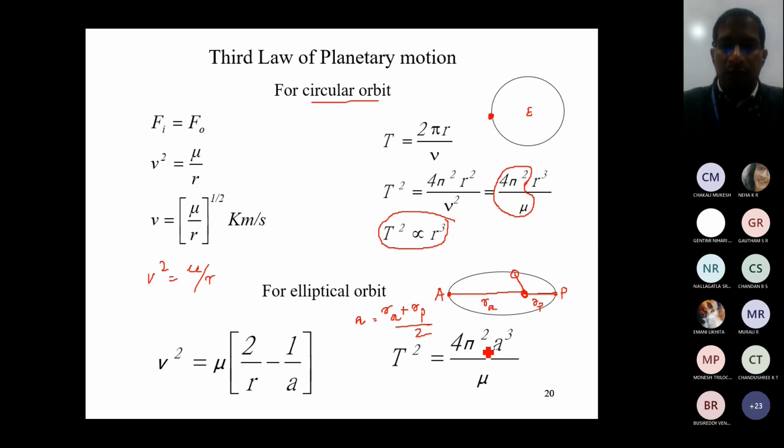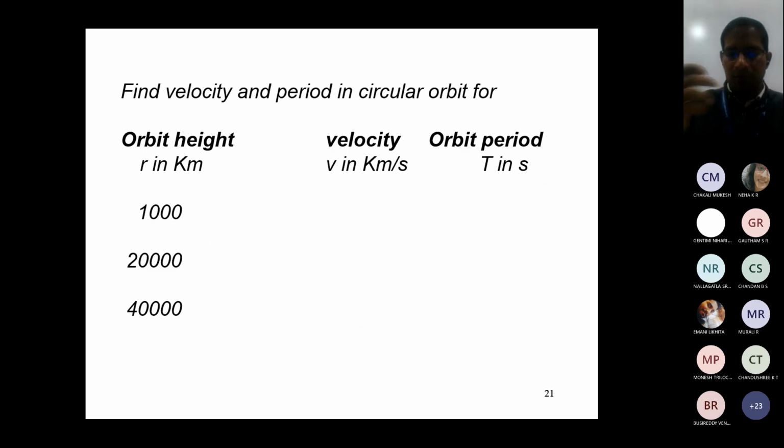Now let us take an example and see. Assume that the orbit is a circular orbit. The question is to find the velocity and period, that means time period, in a circular orbit for orbital heights of 1000 kilometer, 20,000 kilometer, and 40,000 kilometer. So what you have to find? The orbit is circular and orbital heights are given. Orbital height given means the R value is given.